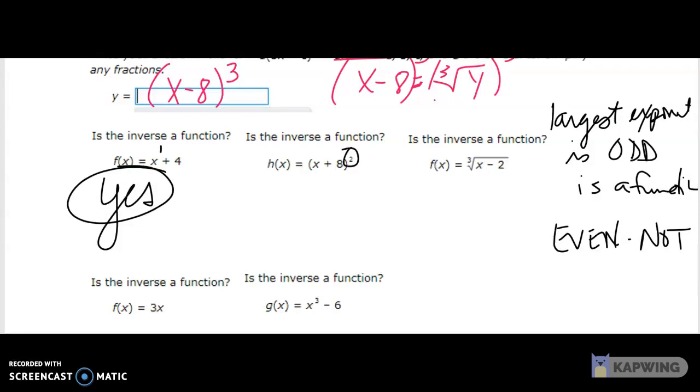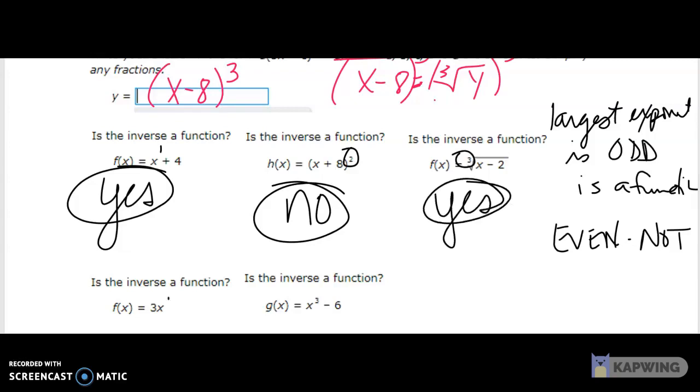Your largest exponent is 2. So if I found the inverse, it would not be a function. Your cube root basically is an exponent and it is odd. So if I found the inverse, it would be a function. That's a 1. So this is a yes. And that's a 3. So this would be a yes also.